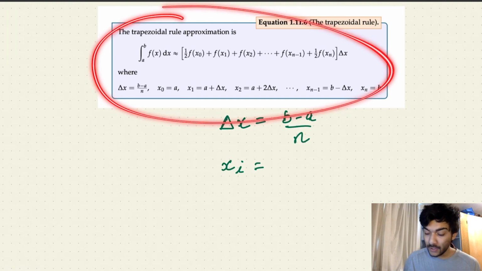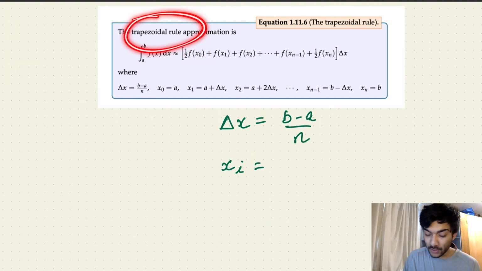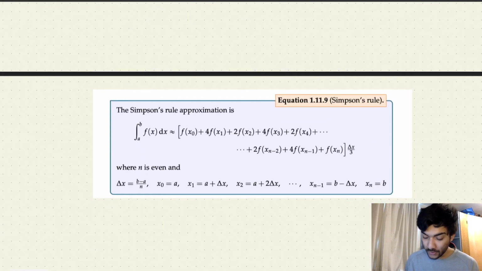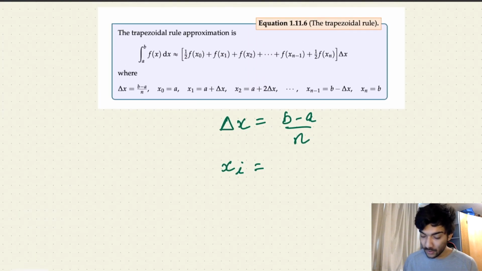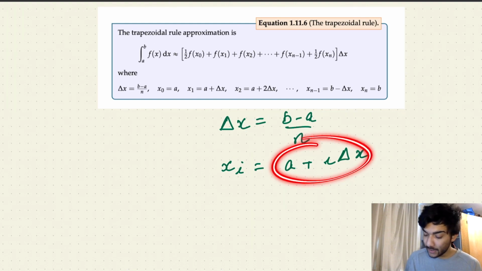In the trapezoidal rule approximation and also in the Simpson's rule approximation, you start with f of x0, in contrast to the right hand and left hand Riemann sum approximations, where you used to start with f of x1, right? Then, to calculate your xi's, you use the same formula as your right hand Riemann sum formula, a plus i delta x.